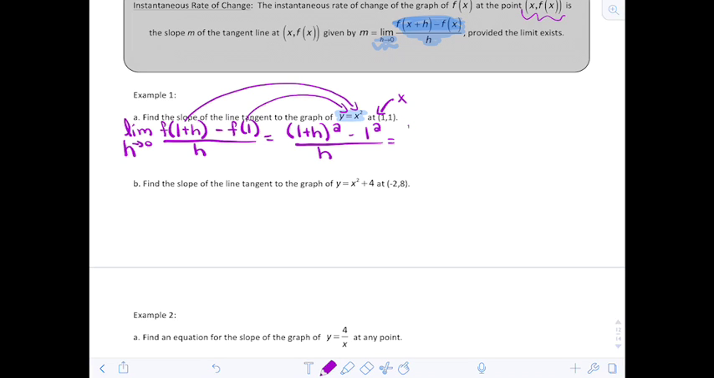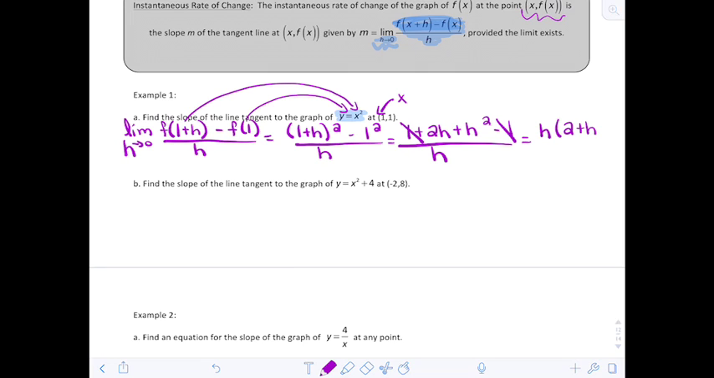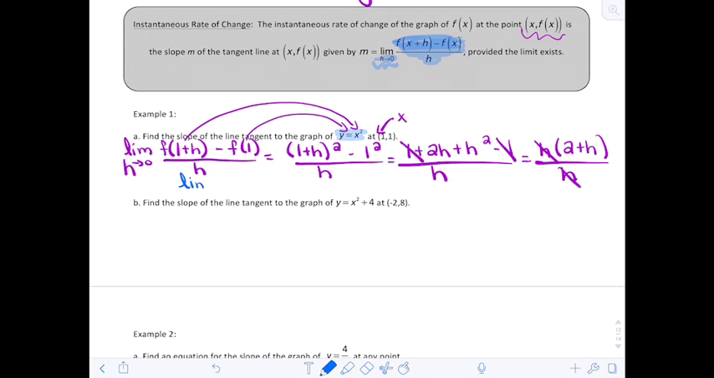So I'm going to FOIL the top. That would be 1 plus 2h plus h squared minus 1 all over h. The 1 minus 1 cancels, and I have an h in both terms, so I'm going to factor out an h, and it would be 2 plus h all over h, which cancels. And now that the h is out of the denominator, I can go back and take the limit as h approaches 0 of 2 plus h, and we know now that we can evaluate this limit by replacing h with 0, and my slope of my tangent line is 2, because that would be the value of the limit as h approaches 0 of 2 plus h.